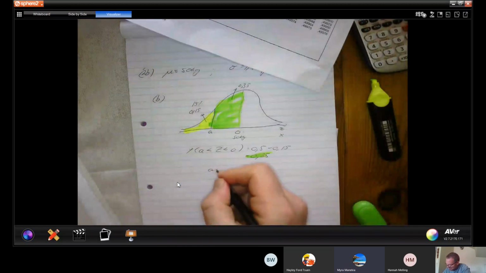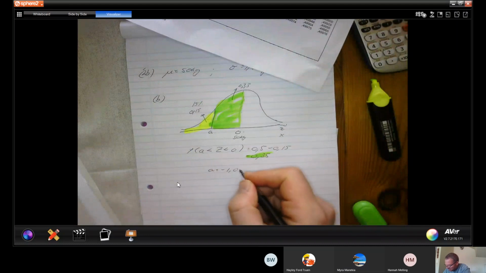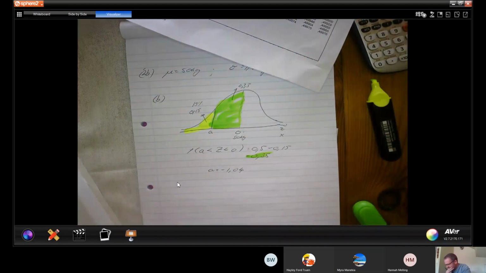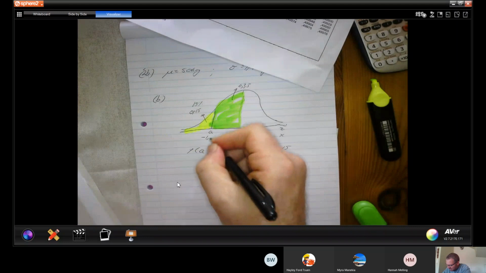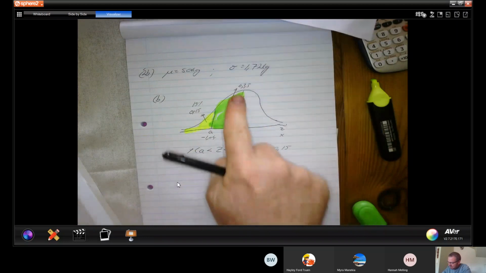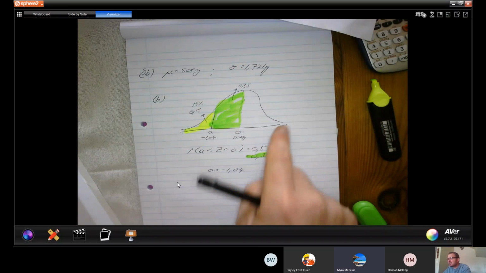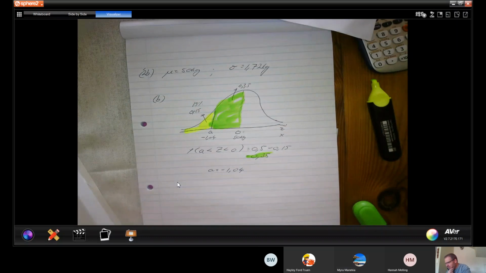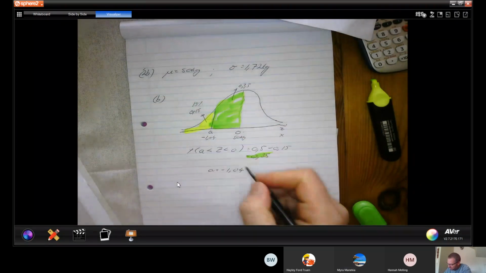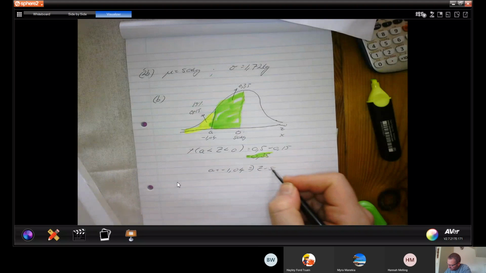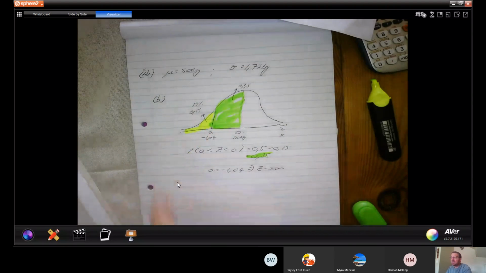So A is equal to negative 1.04. It's just over 1 standard deviation away from the mean, which makes sense because that's about 34%, so that whole region will be 68%. Anyway, A is negative 1.04. That's my Z score, remember, where to the left I'll dispose of the bottom 15%. Now take it back to our actual situation.